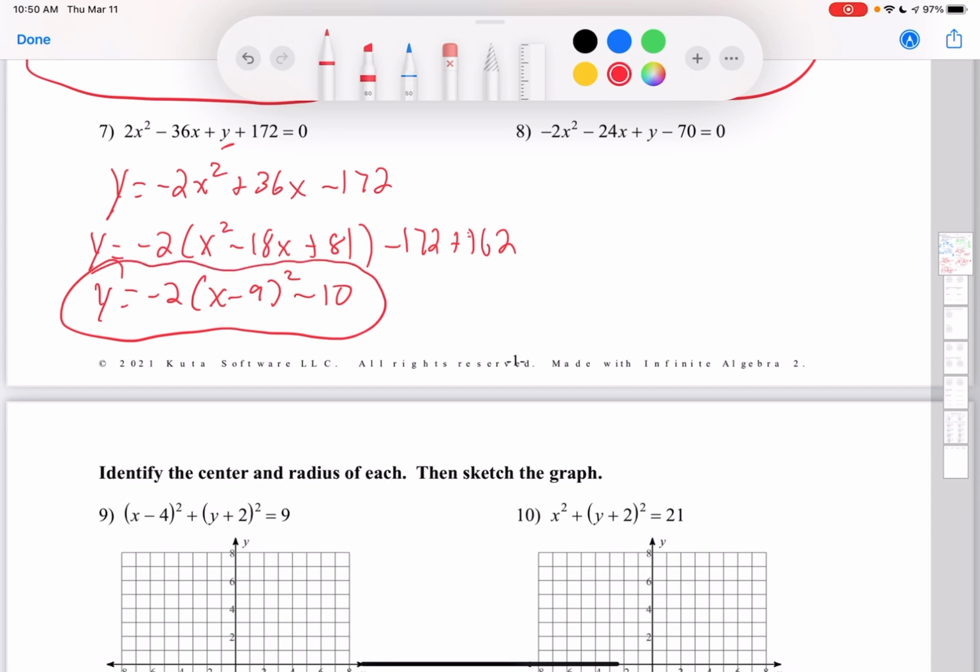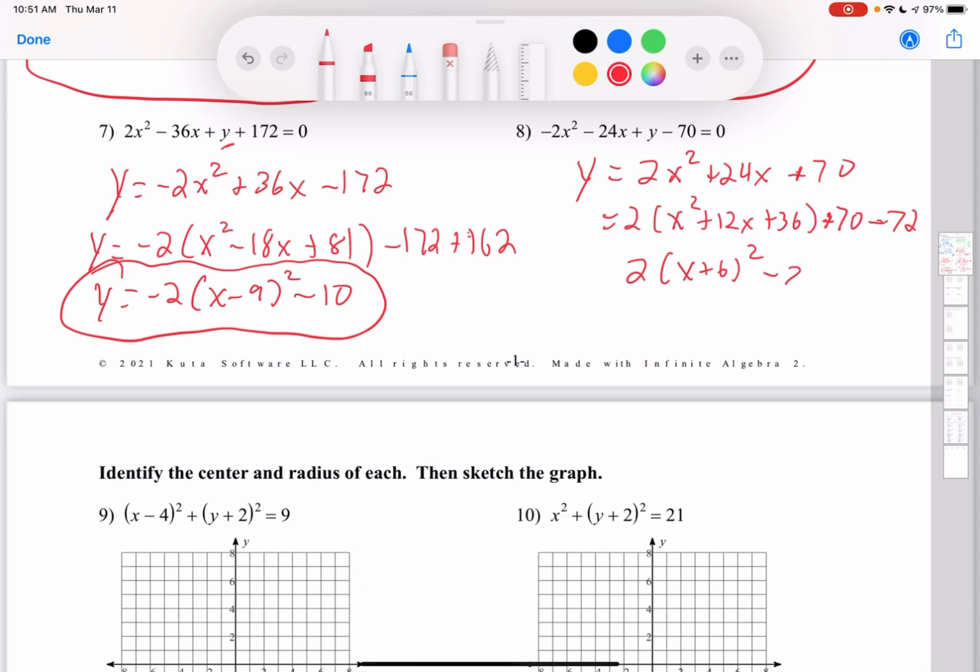Number 8. Again, solve for y in this case. So it'd be 2x squared plus 24x minus 70. Take the 2 out. That's x squared plus 12x. Half of 12 is 6. 6 squared is 36. Let me double check here, make sure we're okay. So 2x squared minus 7, that should be plus 70, sorry. Something looked goofy there. So that should be plus 70. So we're going to go minus 72. So 2 times x plus 6 squared minus 2. There's your equation.